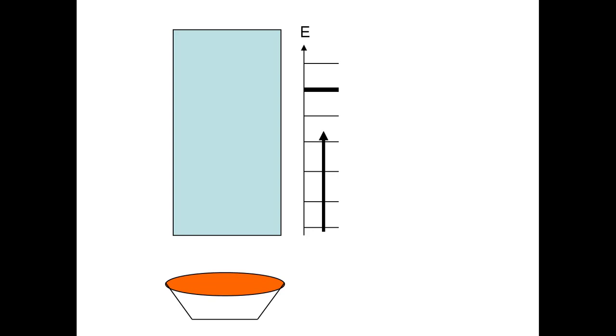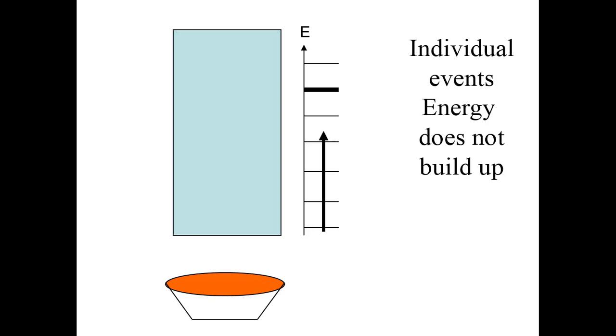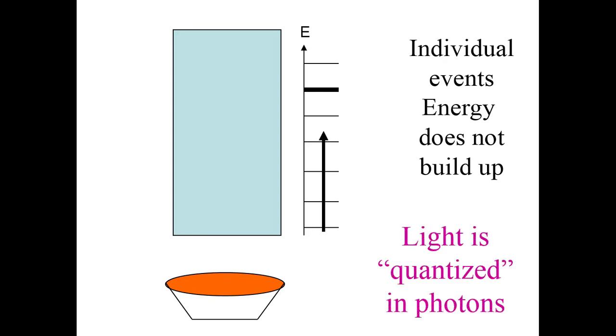We see these photon interactions as individual events. Unlike in the continuous wave model, energy does not build up. While a single photon interacting with a single atom may be an oversimplification, the interaction of light with the surface is seen as a series of individual quantized events. A single photon either does or does not have sufficient energy. We say that light is quantized in photons.